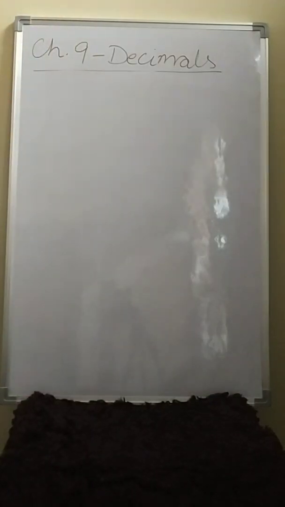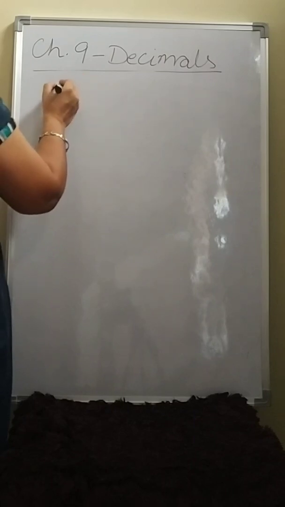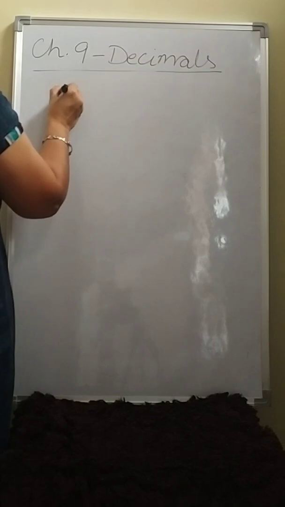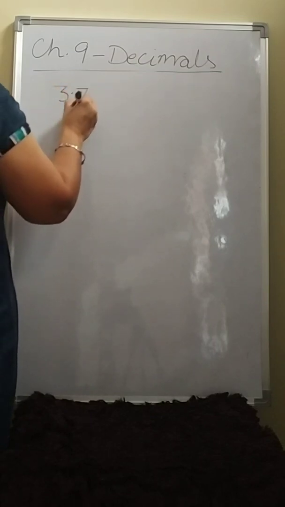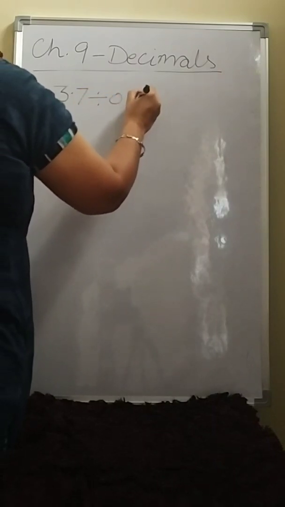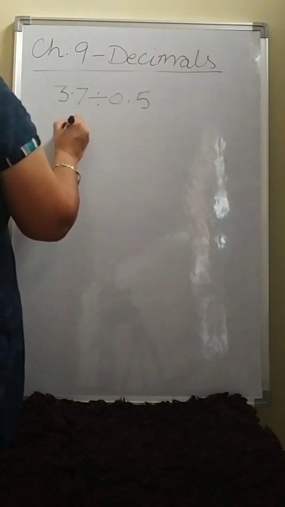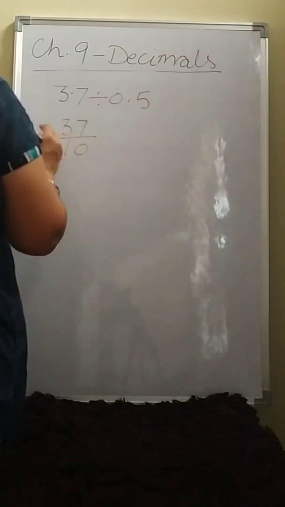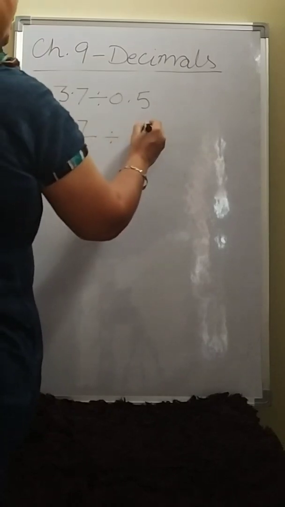While doing division, you may see that the decimal is on both sides, like 3.7 divided by 0.5. How can you write it? 3.7 means 37 by 10, divided by 0.5, which means 5 by 10.